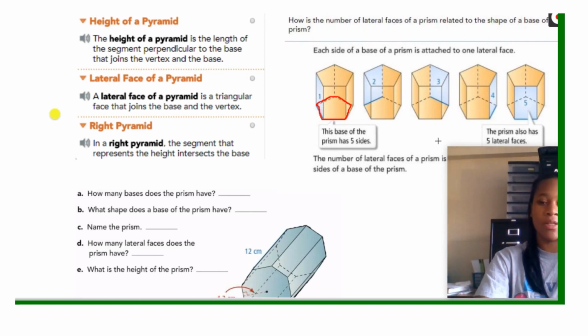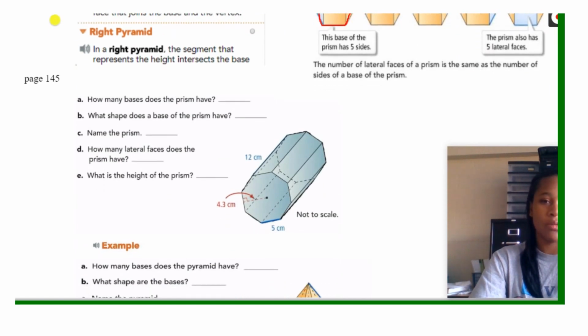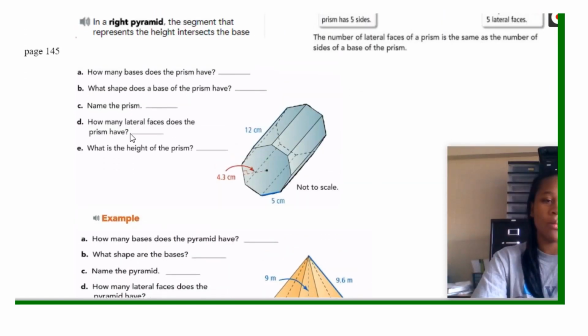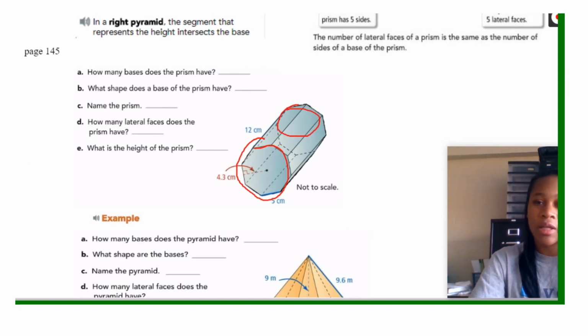This is our guided notebook, page number 145, and we're going to look at this question right here. It says, how many bases does the prism have? A prism is only going to have a certain number of bases, so we look to see what we have 2 of. It looks like it's sitting on a rectangle, but it's definitely not a rectangle. You have to look and see what you have 2 of. I have 2 of these things down here, something is here, and here's the other one. So the answer for the number of bases will be 2.